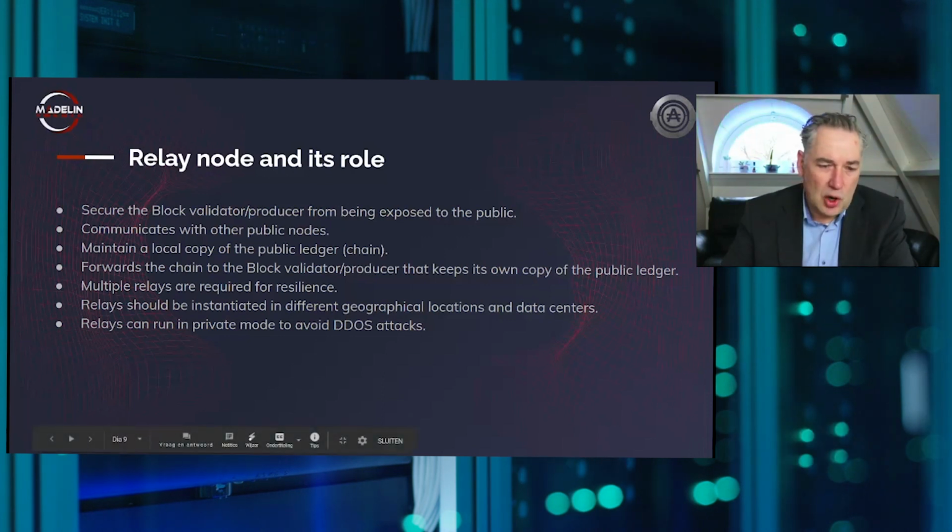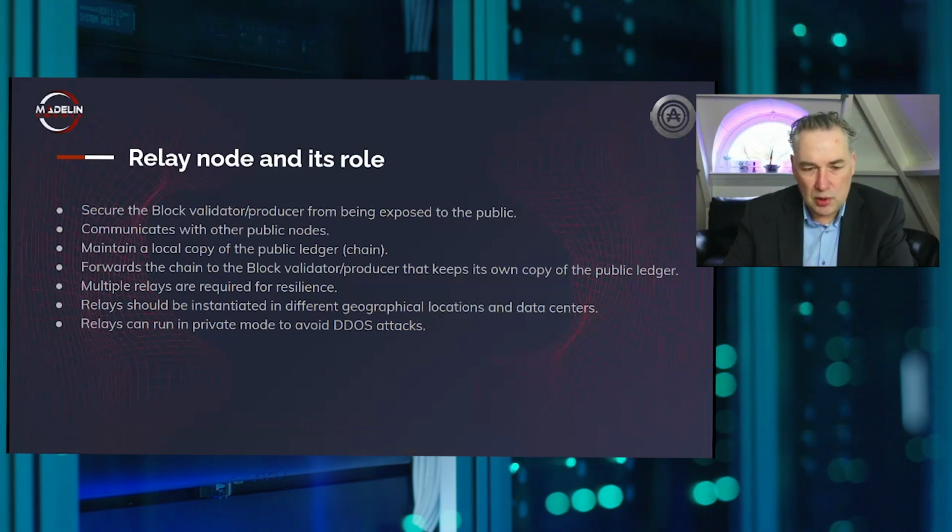Then there is another option which you could choose. You can also decide to run relays in private mode. That means they are not exposed to the public and only connected to reliable nodes from which you know which person they are. And then you could still produce blocks, but this is not highly contributing to the decentralization of the network.